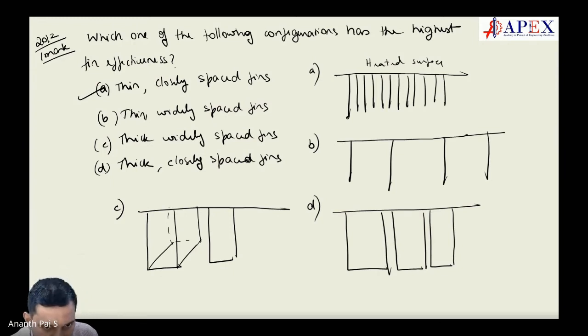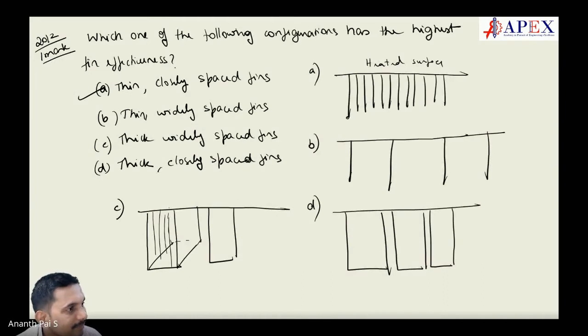Right? Area of convection is, if you cut it here, you will have more area of convection, is it? So, next. Closely or widely spaced. It's general. When you thin, closely spaced, and thin, widely spaced, which is better? Thin, closely spaced, is it not? Don't worry about specifics. Okay.